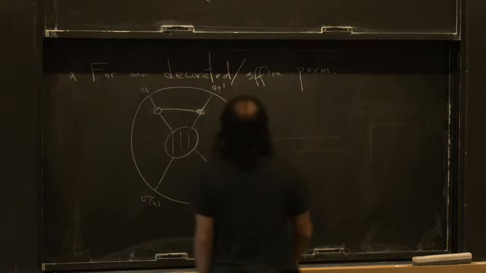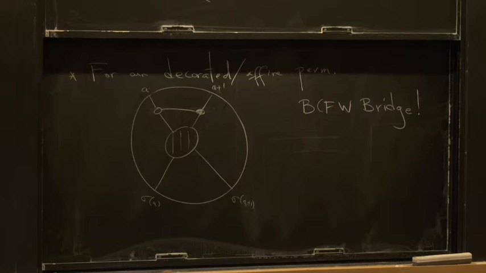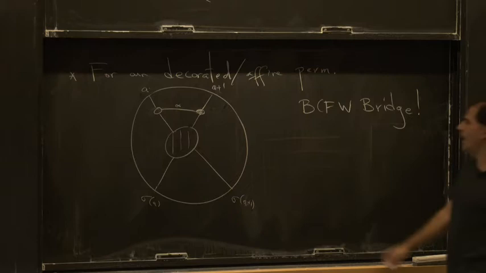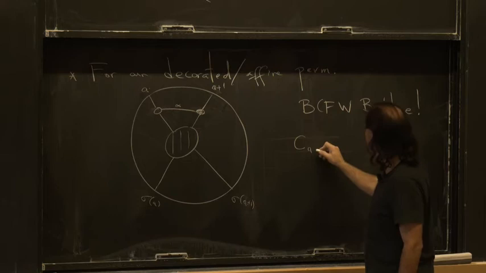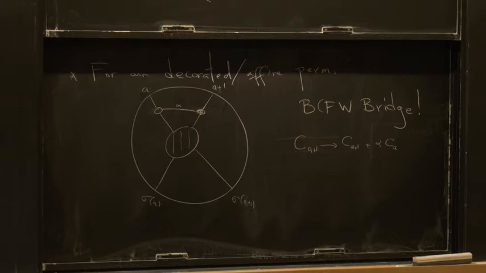So, and this, of course, is exactly the BCFW bridge. And if I associated some edge parameter alpha here, then what this does at the level of the matrix is very easy to see. It shifts CA plus 1 goes to CA plus 1 plus alpha times CA. So it shifts A plus 1 by something proportional to this new variable that you've added, alpha times CA.